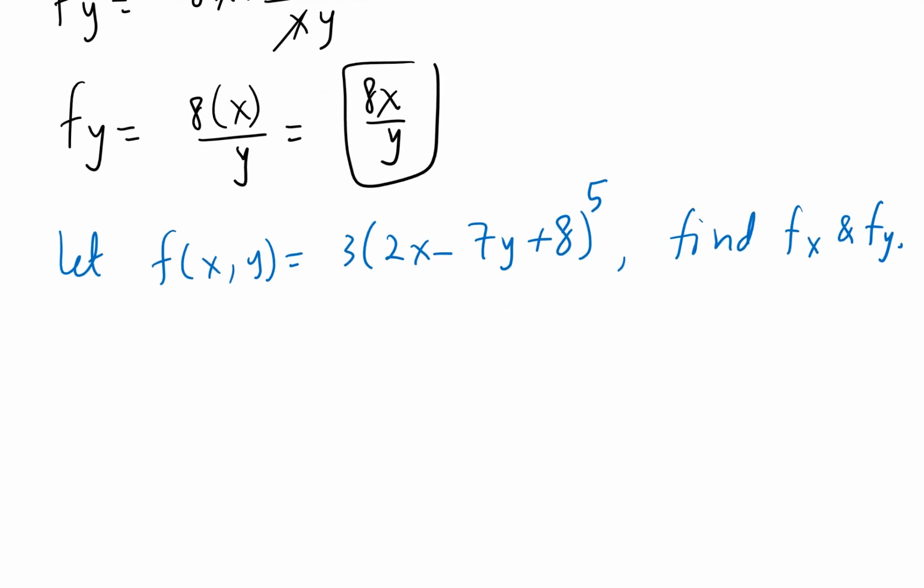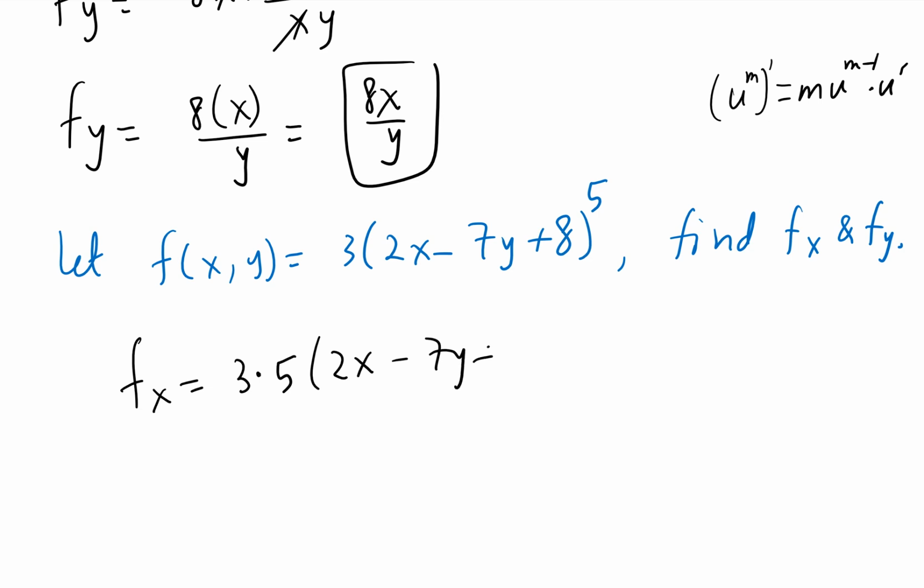To do that, for fx, keep the 3 as is. We bring, it's like using the formula u to the m. It's m times u to the m minus 1 times u prime by the chain rule. So you bring the 5 down, subtract 1 from the 5, becomes 4, times the derivative of the inside one with respect to x. So let's see what we get.